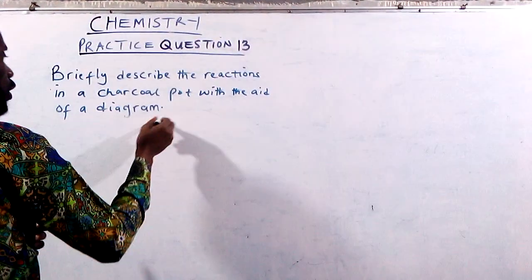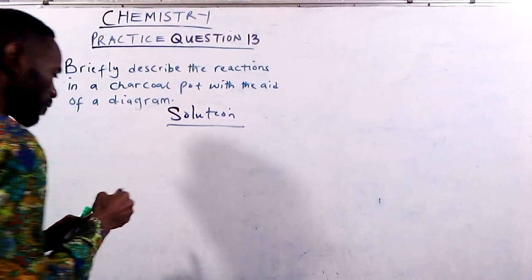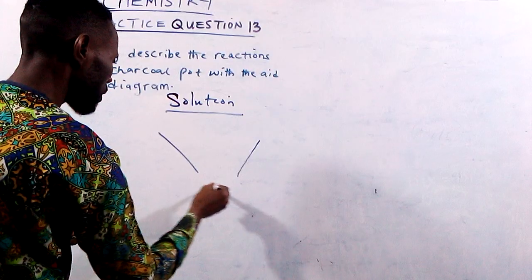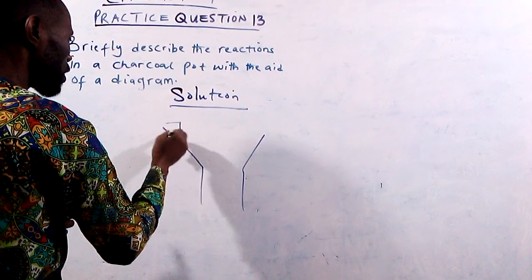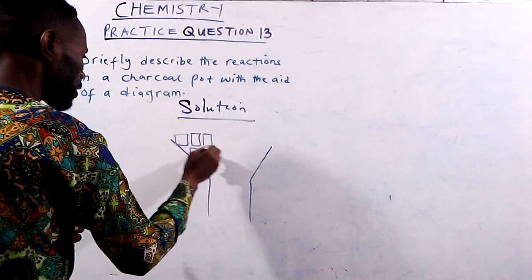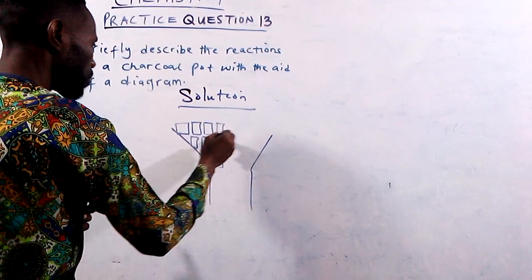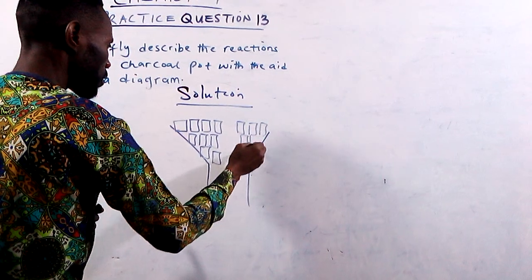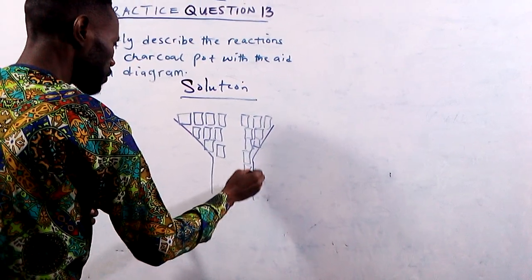Now, the diagram of the charcoal pot. A charcoal pot looks something like this. Let's assume this to be our charcoal pot. It is filled with charcoal. Let's say this is the charcoal. It is filled up with charcoal, and the charcoal has to burn.